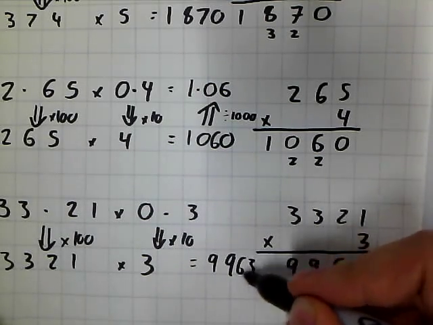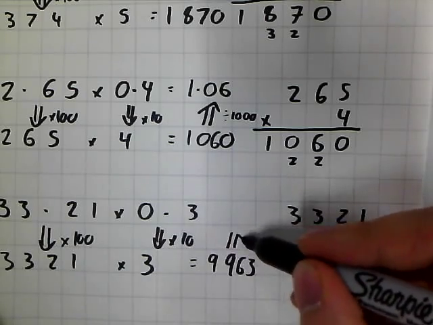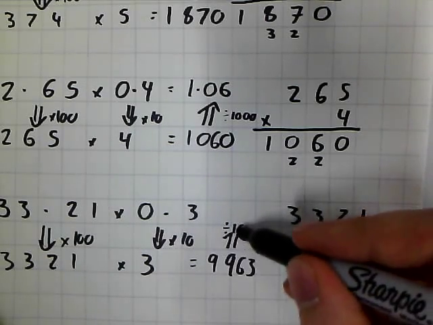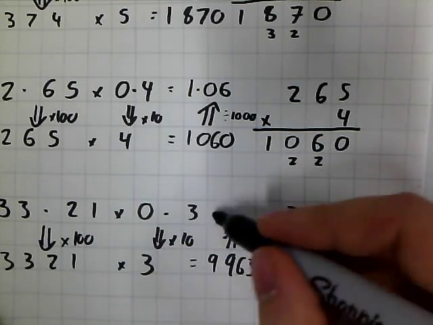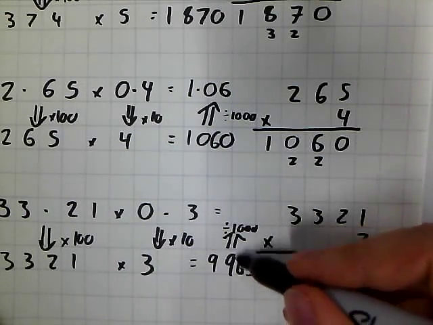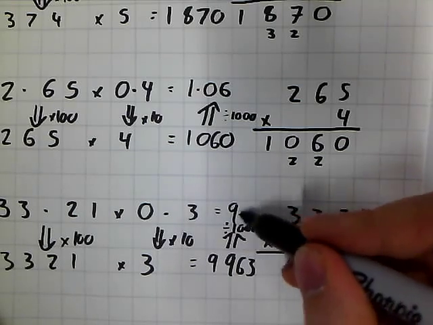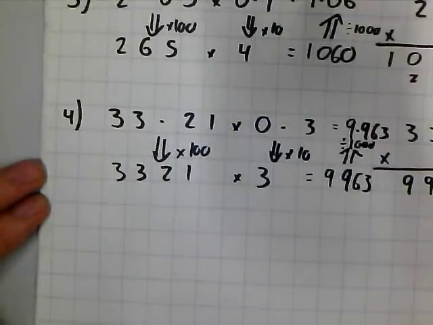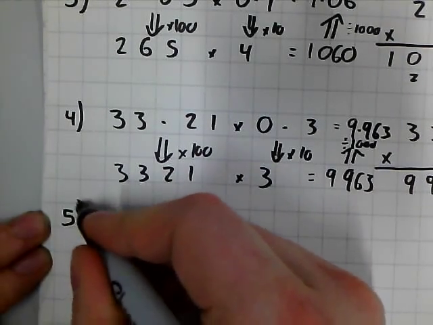9,963. But I want to divide my answer back by 1,000, or 100 then 10. So by 10 then 100, I get 9.963. Okay, question 5.